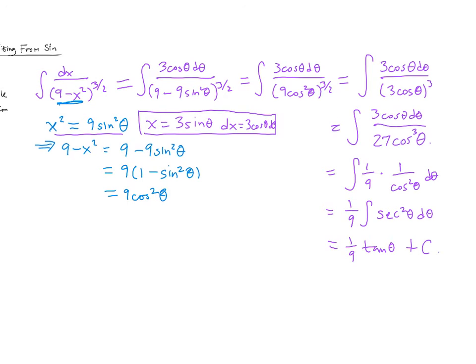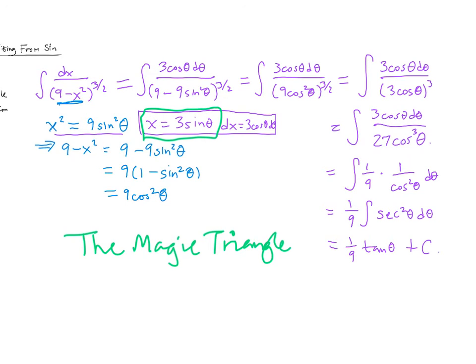Okay, and what we know right now is that x is equal to 3 sine of theta. That doesn't tell me necessarily how to write tangent of theta in terms of x. For that to happen, I'm going to use a little technique that I like to call the magic triangle. The magic triangle. And the purpose of the magic triangle is to tell me, if I know, for example, that x equals 3 sine of theta, what does that make tangent of theta equal to anyway?